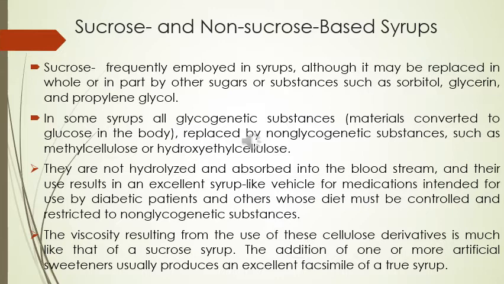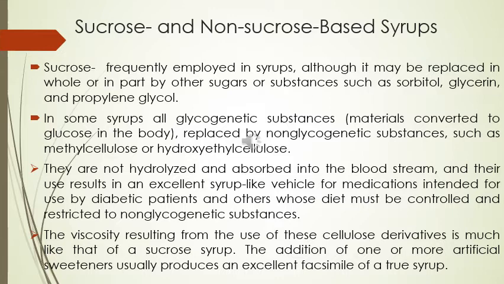Next, we'll discuss the sucrose and the non-sucrose based syrup. Now, in case of sucrose syrup, we add sucrose as a sweetener. Other than that, sucrose can be replaced in parts or completely with other sugars like sorbitol, glycerine, and propylene glycol. Now, the disadvantage of this sucrose based syrup is that we cannot use this type of syrup in diabetic patients. So, the alternative is the use of non-sucrose syrup.